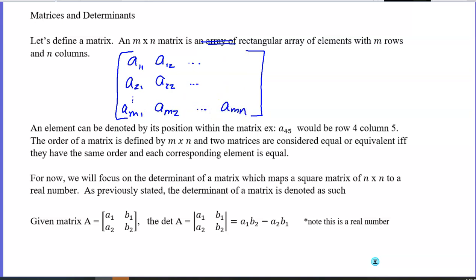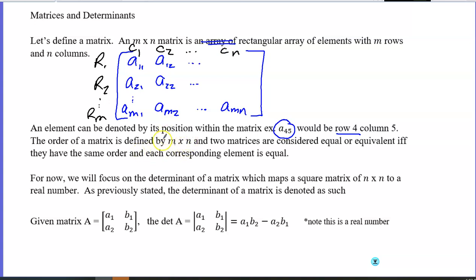Now, how does that work? These are just locator values, guys. These are just the elements, and an element is denoted by its position. So if I said element a sub 4,5, that means I'm looking for the element in row 4, column 5. So I would go down to row 4, column 5. When I say a sub 2,2, I don't mean 22, I mean row 2, column 2. So you want to think of matrices as having rows, row 1 all the way down to row m, and then columns, column 1, column 2, all the way to column n. Okay, so it's just a rectangular array.